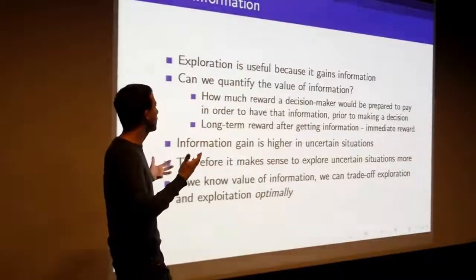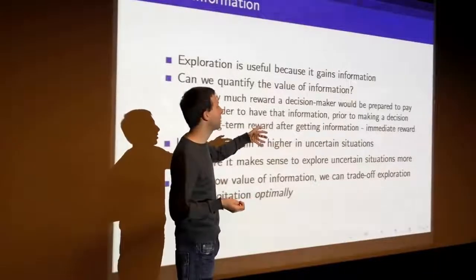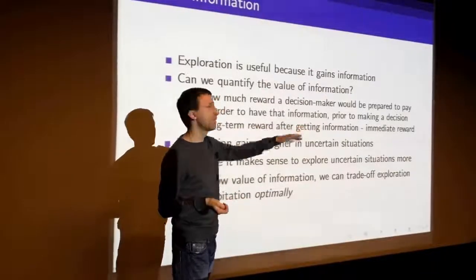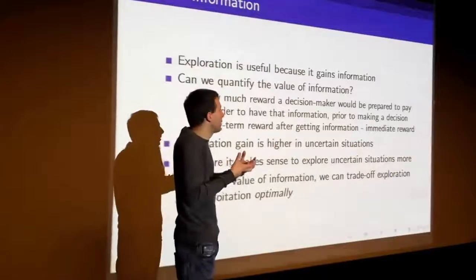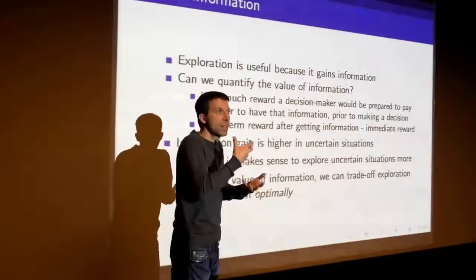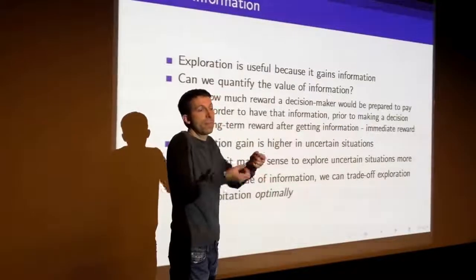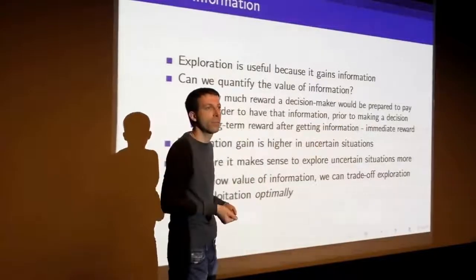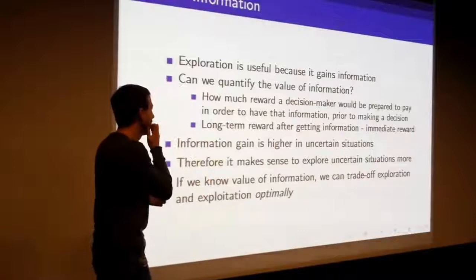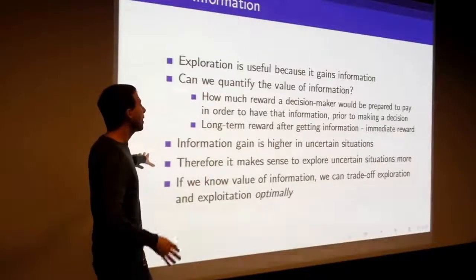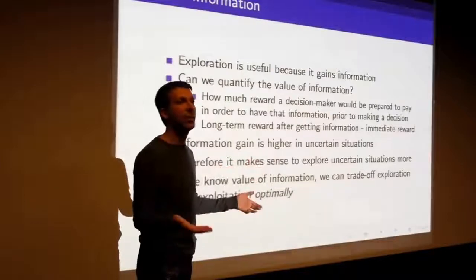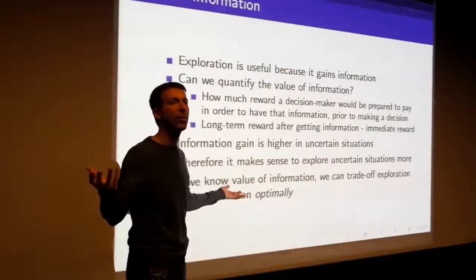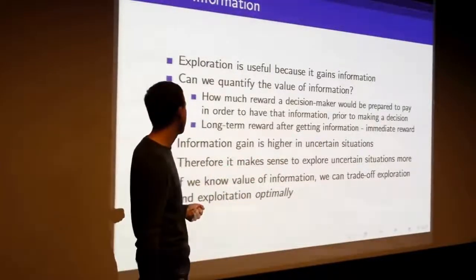So we can think of this as the long-term reward after getting information, take away the immediate reward. So the difference between how much we gain by having this piece of information compared to just the immediate gain of getting the £70 or whatever from taking this action. So information gain is higher in uncertain situations. If you know everything about a situation, there's nothing to be gained by acquiring more information. We already know exactly the right thing to do there.